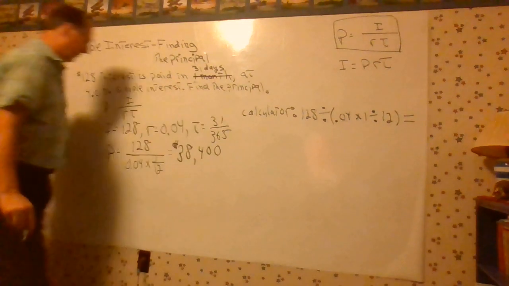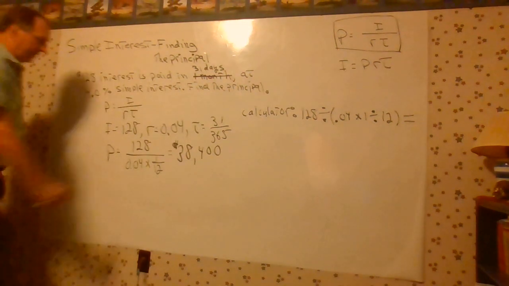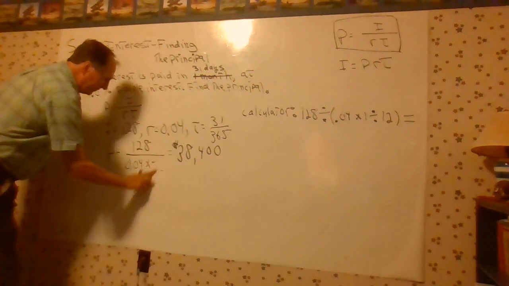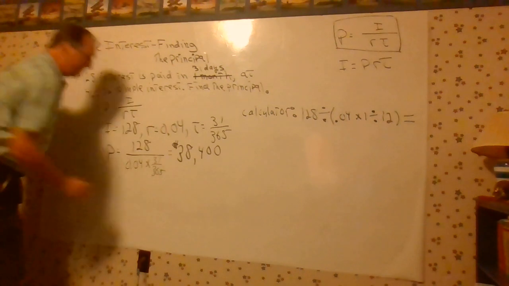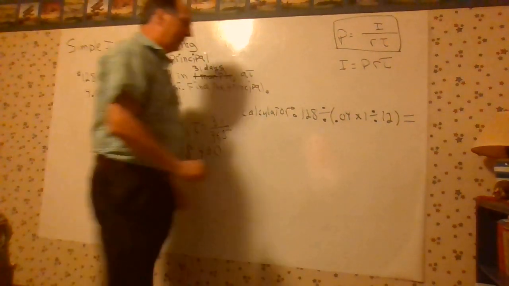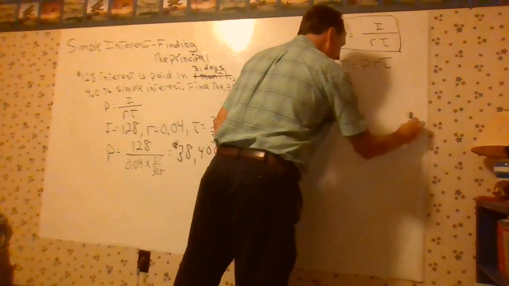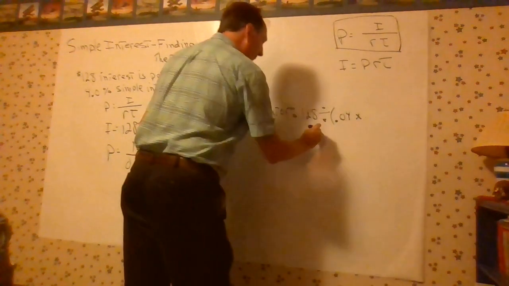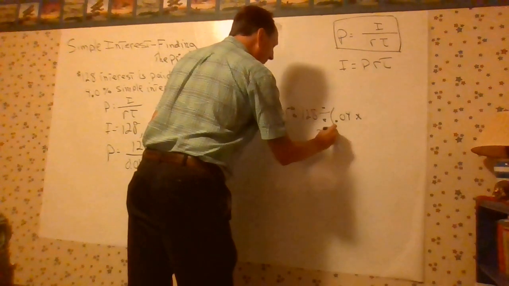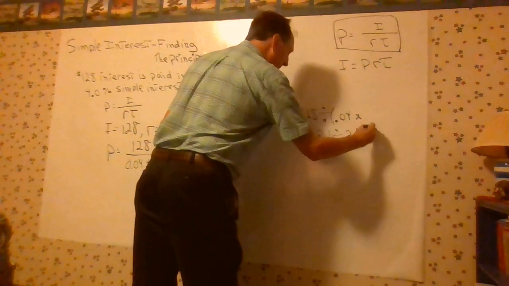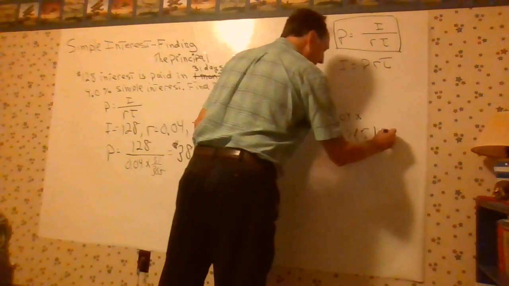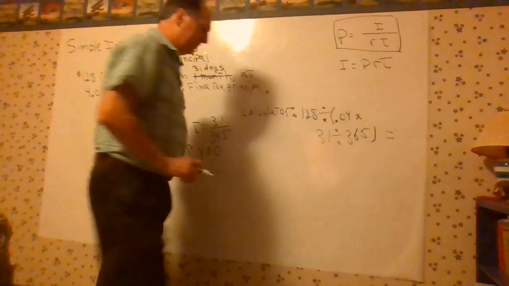over 365. And of course, when we substitute, this changes to 31 over 365. And our calculator changes a little bit. Times 31 divided by 365, end parentheses, equals.